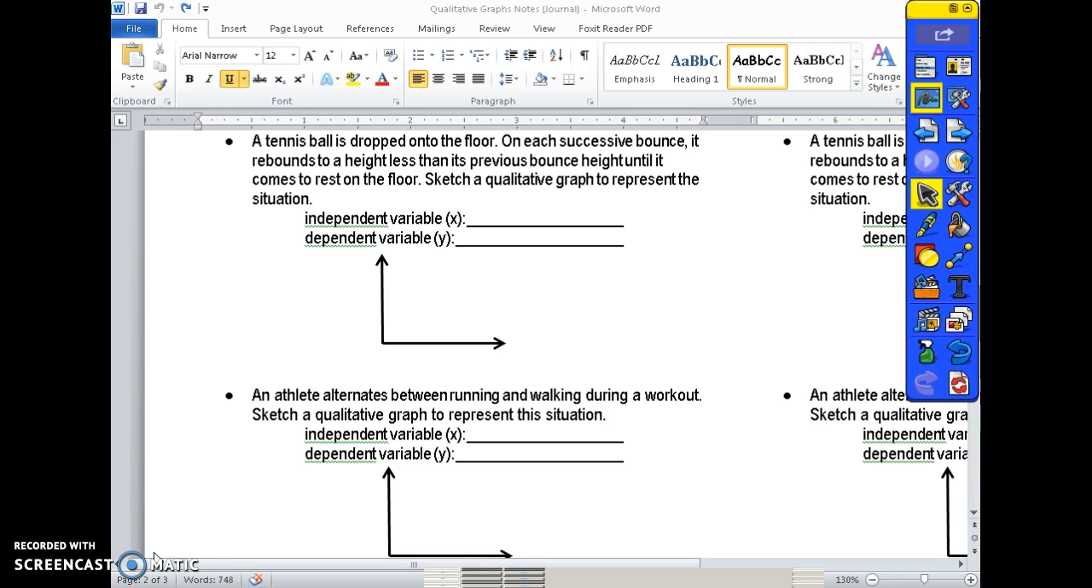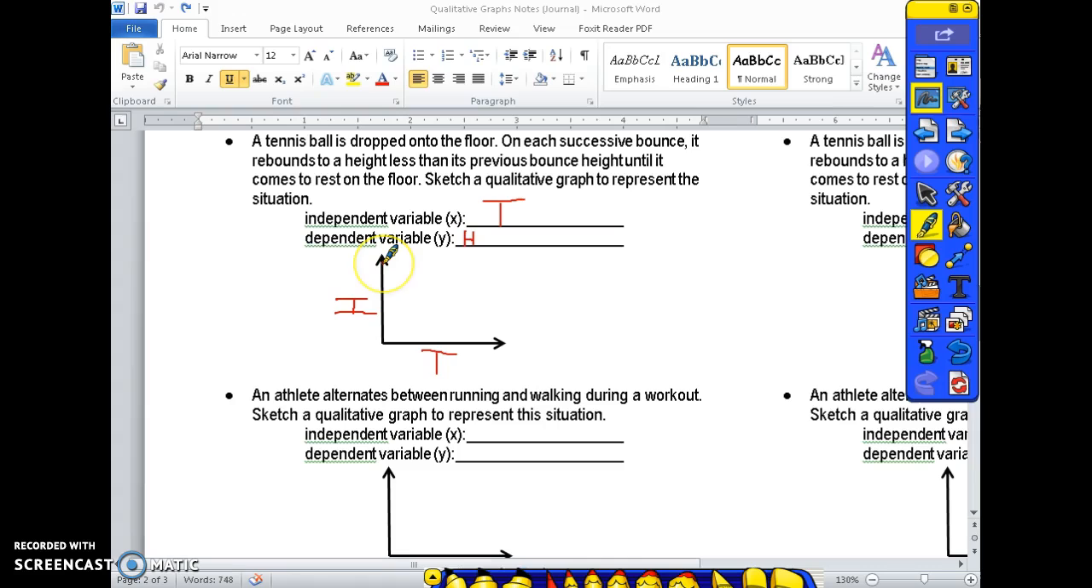So since it's qualitative, we're not going to use any numbers, but we do still have to label our X and Y axis. We're dealing with the time that the tennis ball is bouncing and the height at which it's bouncing. The height depends on how long it's been since we dropped the ball. So the independent variable is going to be time, and the dependent variable is going to be height, because the height of the ball depends on how long it's been. So we label our y-axis height and our x-axis time.